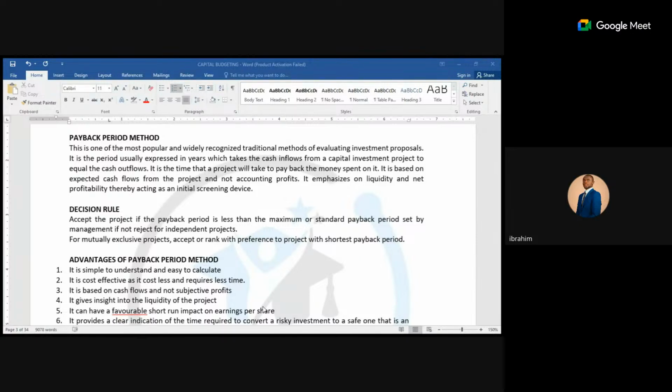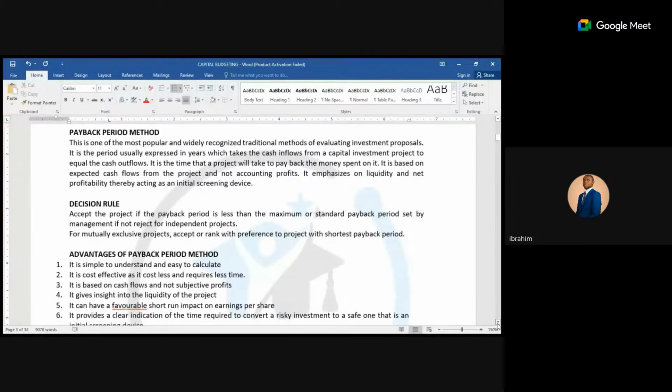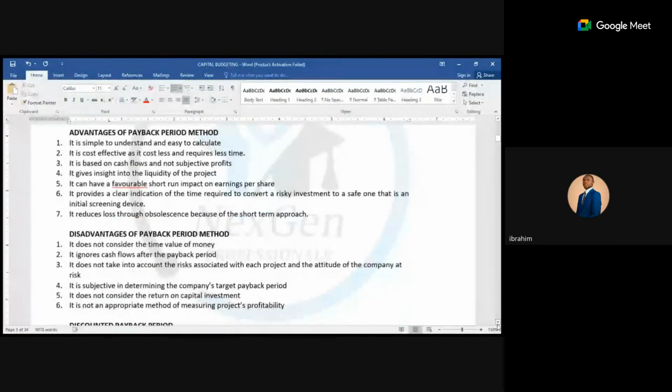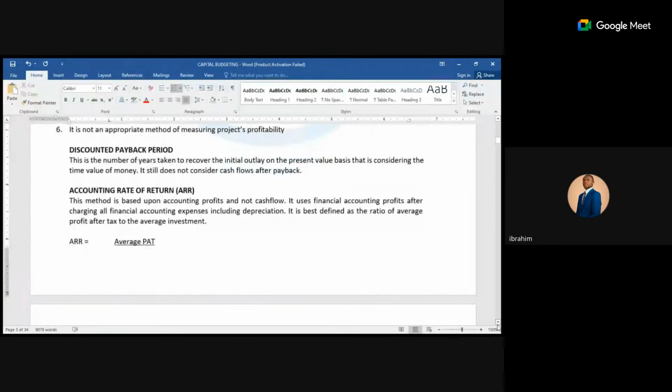It doesn't consider any other cash flow after you have recouped your investment. That is one of the disadvantages. So what is the decision? The shorter the period, the better. If the project is to last for 5 years and you calculate the payback period to be 3 years, of course, it takes a shorter period, right?